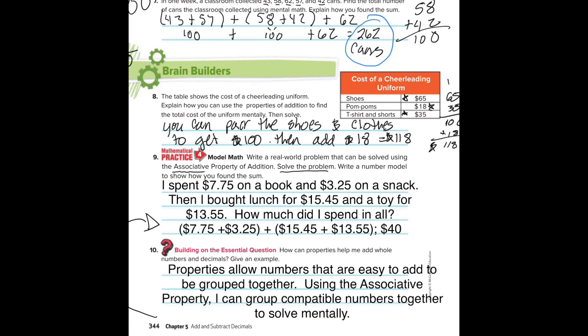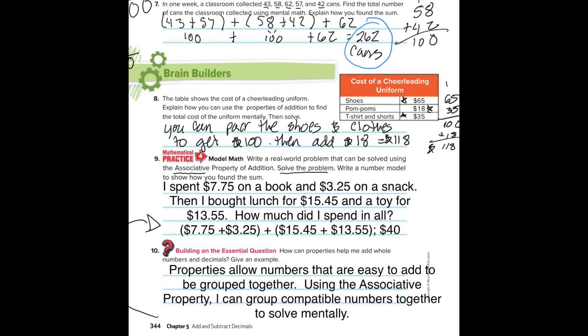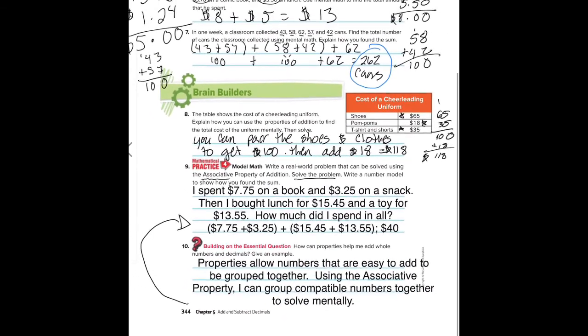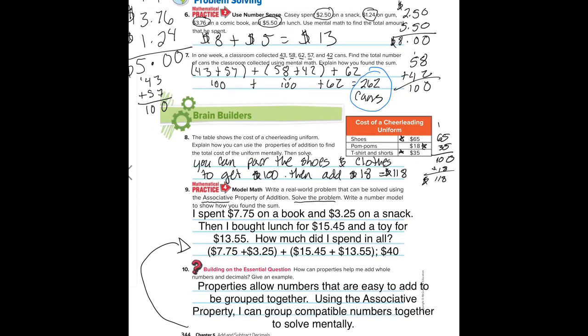We are going to show the associative property by grouping the $7 and the $3 price together, and that's going to equal an $11 price. Then the $15 price and the $13 price can be grouped together to equal 29, and the 29 plus 11 will equal the 40.